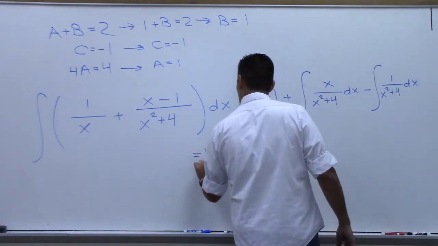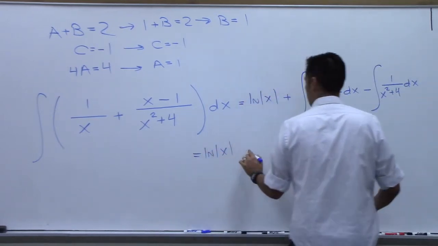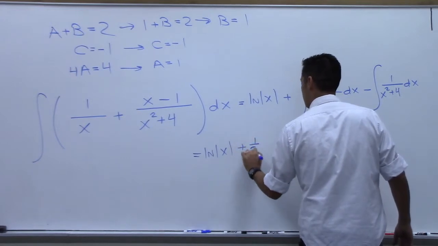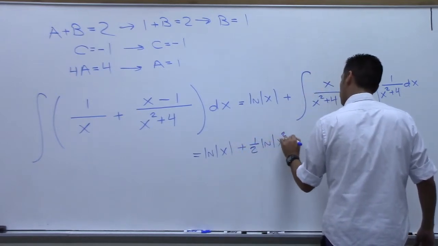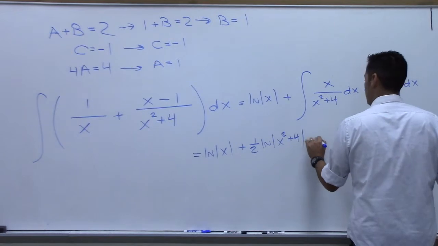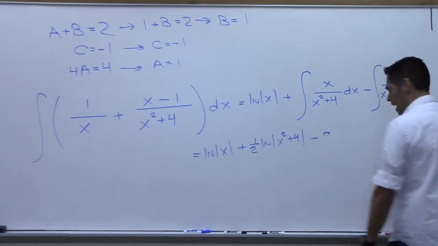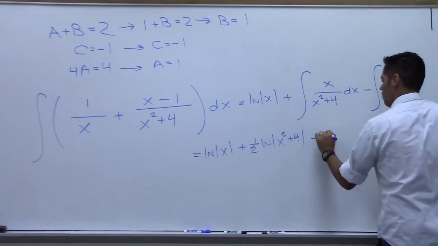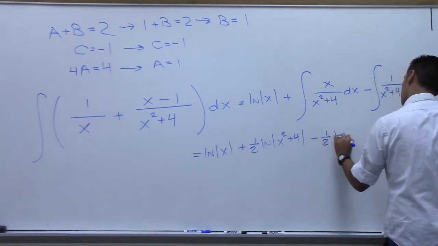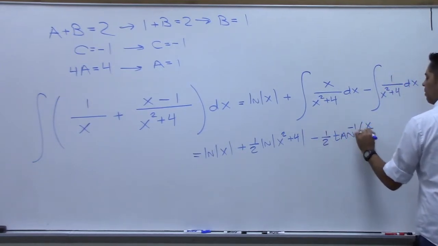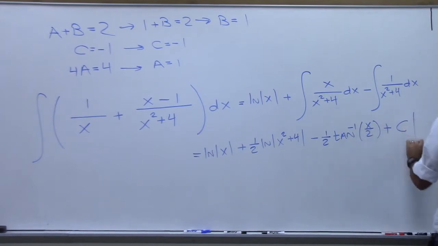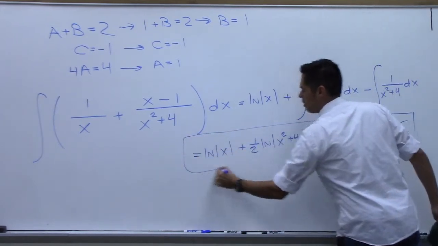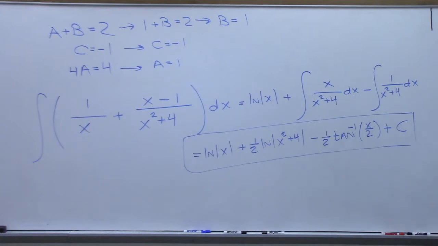We're going to have natural log x plus 1/2 natural log x squared plus 4, and then minus 1/2 arctan of x over 2 plus c. There we go. So I'm trusting that you could do these two on your own, all right?